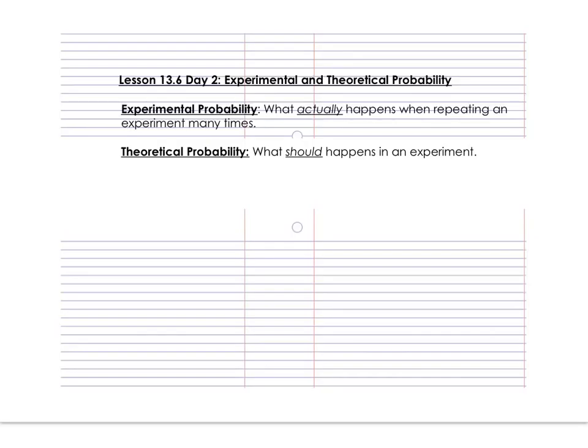Theoretical probability is what should happen in an experiment. So if I flip a coin 1,000 times, I would expect about half of the time that I get heads and half the time I get tails. That's in a perfect world. Well, unfortunately, we don't live in a perfect world, so that might not happen. So theoretical probability is what we expect to happen or what should happen in a perfect world. Experimental probability is what actually happens when we do the experiment.